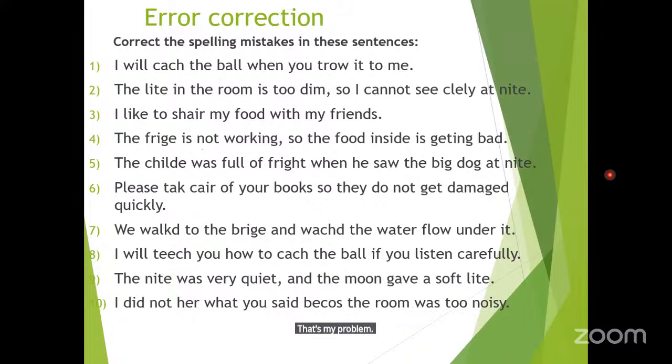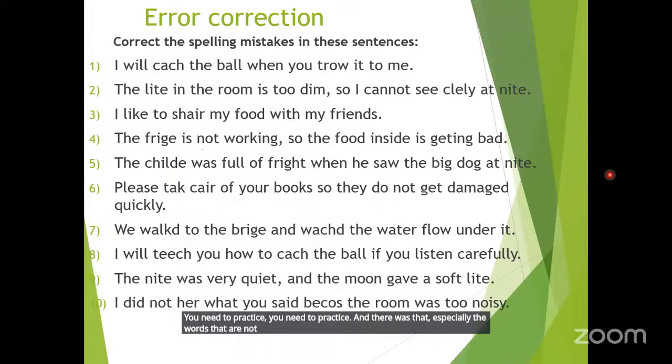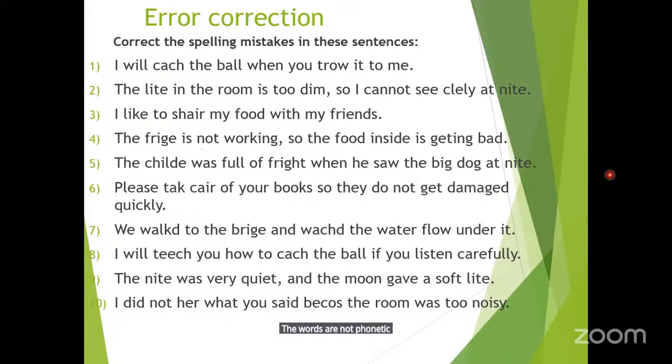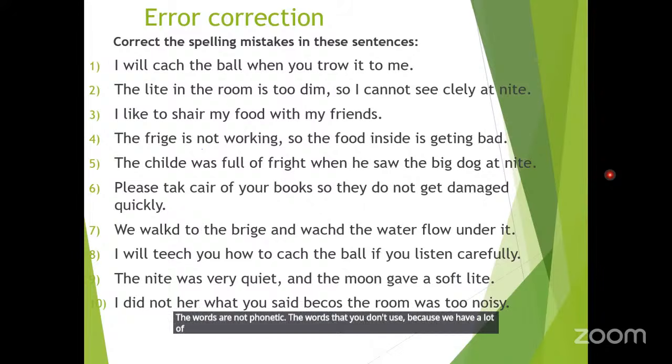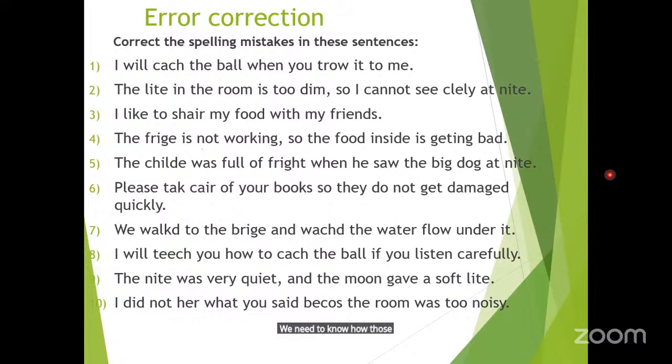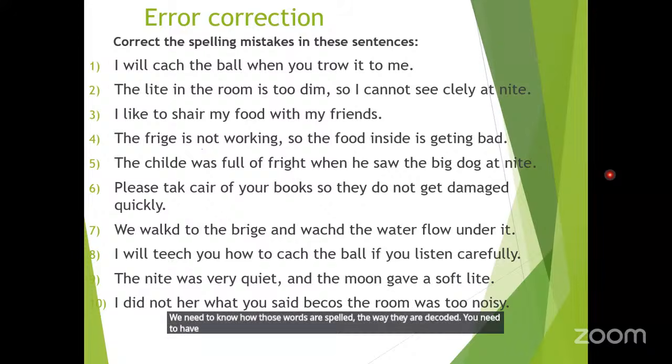You need to practice spelling, especially the words that are not phonetic, the words that you don't use, because we have a lot of words in English where knowing the letter sound is not enough. You need to know how those words are spelled, the way they are decoded.